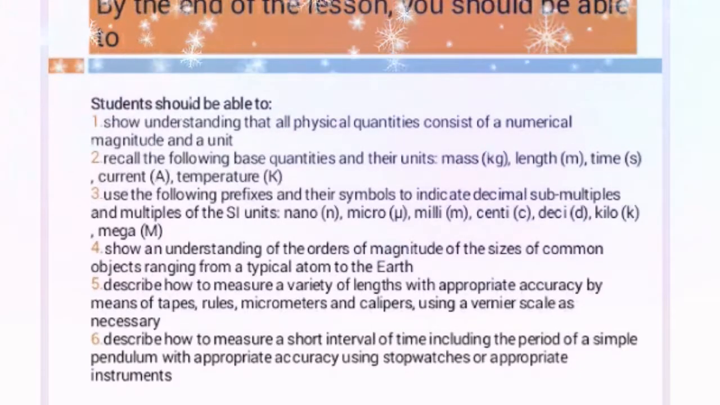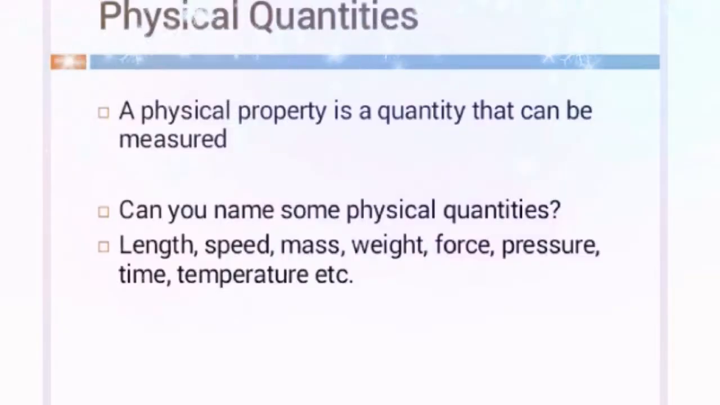Now, a physical quantity is a property that can be measured. Examples are length, speed, mass, weight, force, pressure, time, and temperature. And I know you are able by this time to mention other physical quantities.